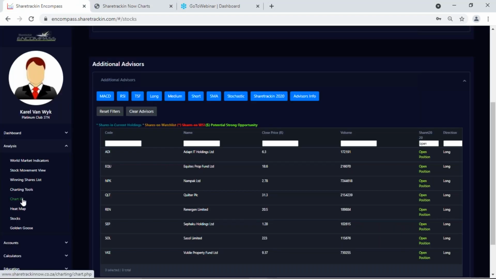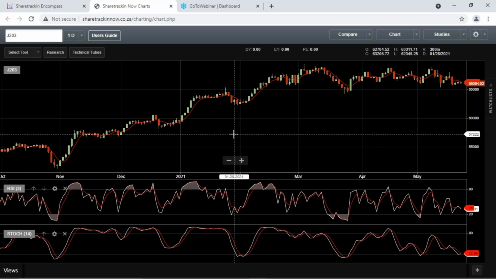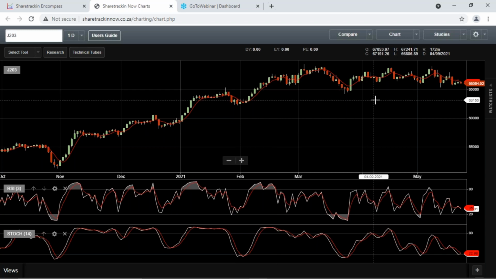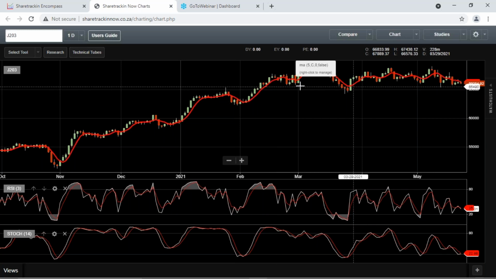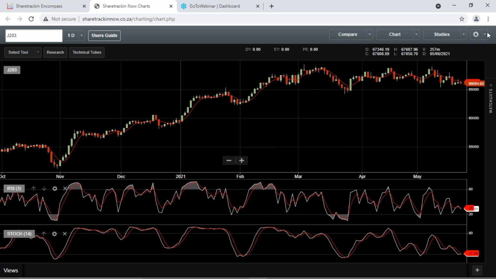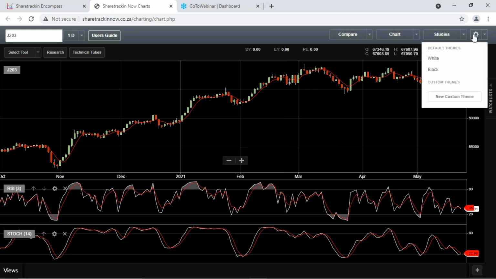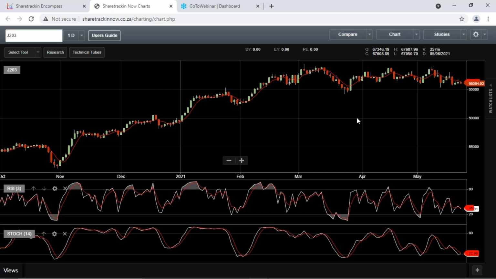So I'm directly opening up my charts using the side menu. Under analysis, I'm looking for chart IQ, click on it, and then my charting will appear. As you do note, my charts may look a bit different from yours. What I did was I changed my theme to black using the settings button on the top right corner, and default themes, white or black. I just set mine to black.